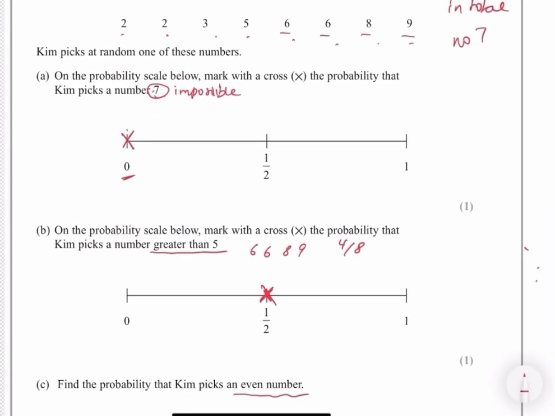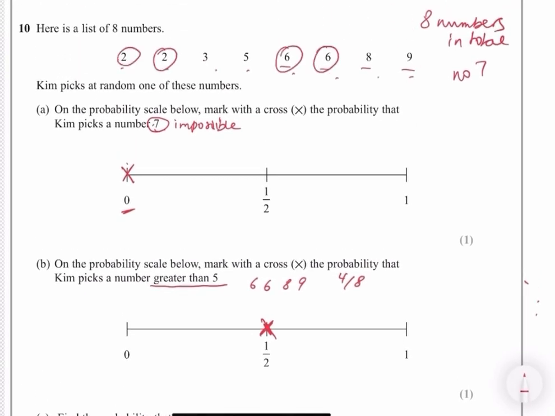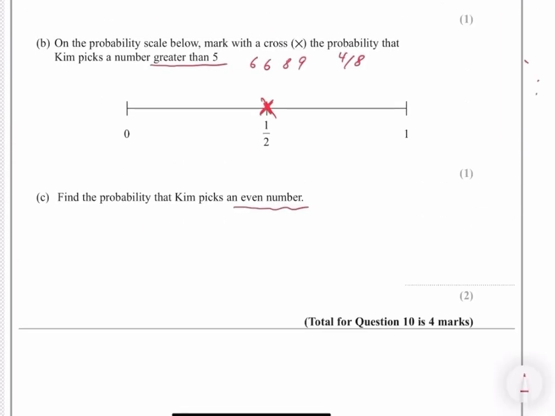Find the probability that Kim picks the even number. Let's just find all the even numbers. 5 of them there, out of 8. So as a fraction, it is 5 over 8.